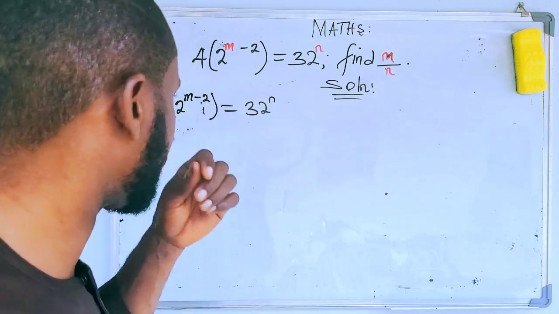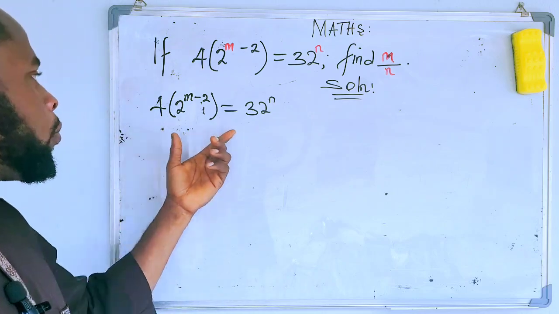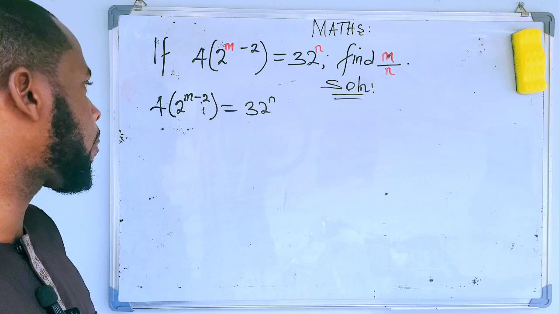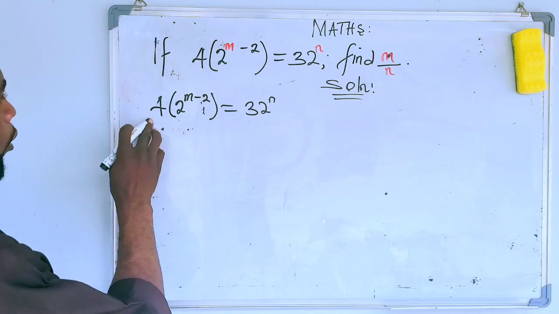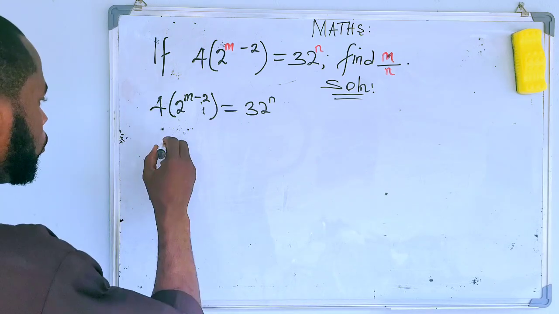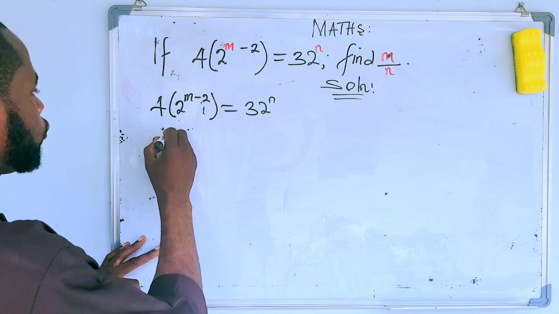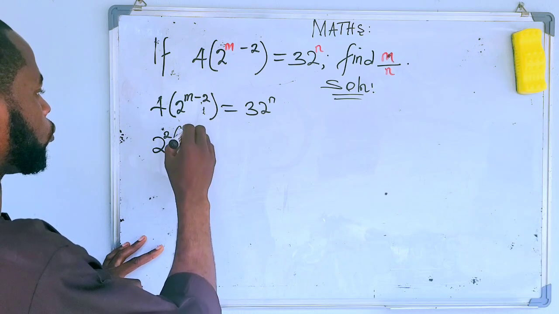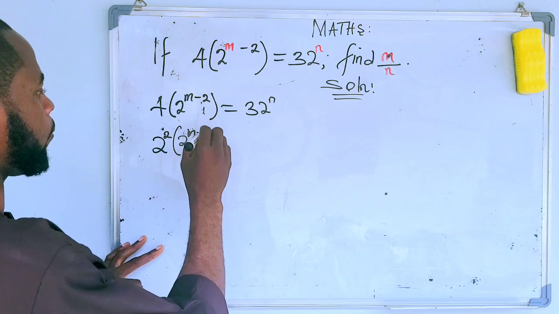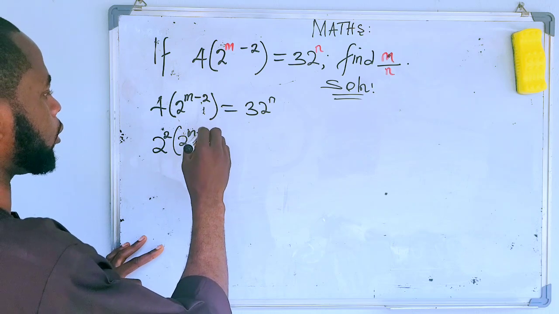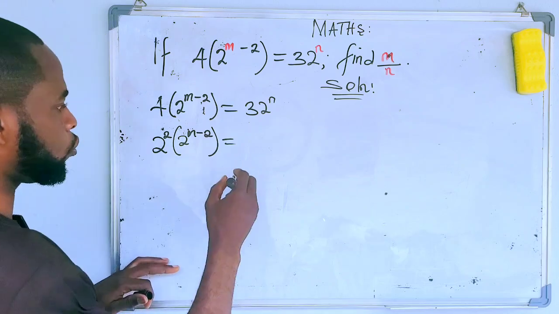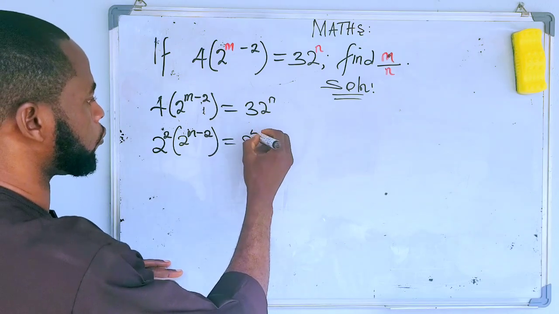Here, the first thing we need to consider is for us to express both sides of the equation in the same base. Then, we are going to express 4 here in base 2. We have 2 to the power of 2, that gives us 4. Then into 2 to the power of m minus 2 equals 32 to base 2, which will give us 2 to the power of 5.